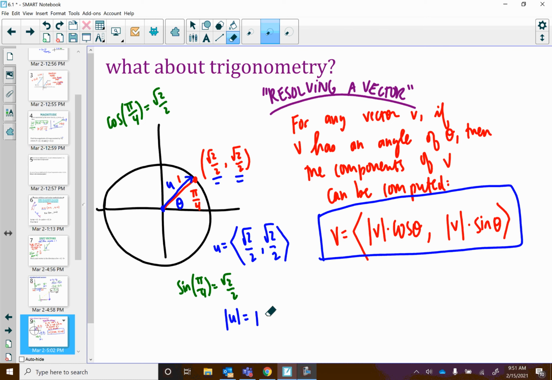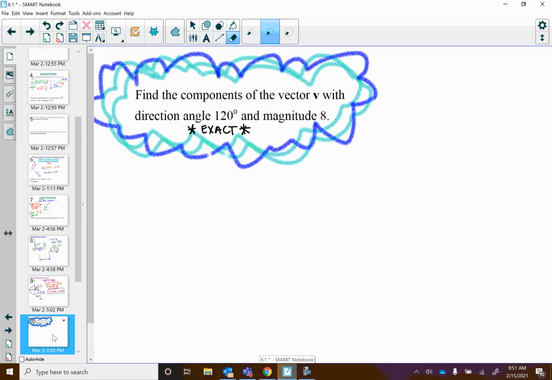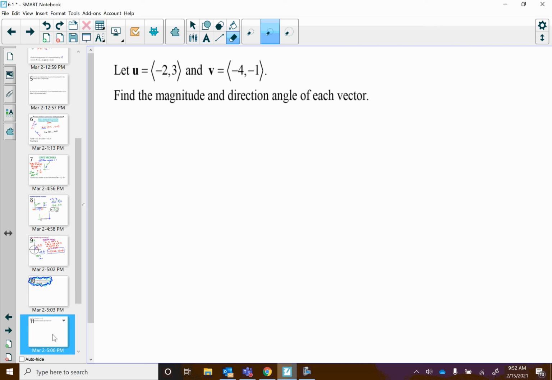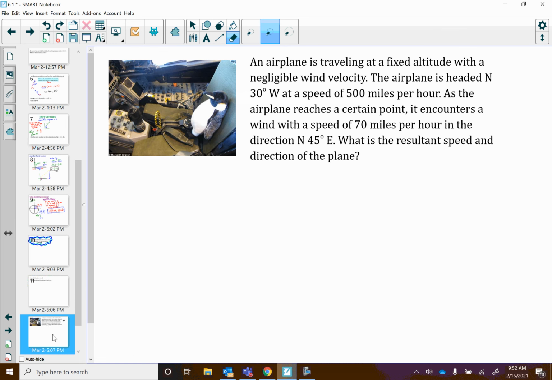That is our last piece. I'm going to flip through some examples. So if you want to pause the video and write this down: find the components of vector v with a directional angle of 120 and a magnitude of 8. Here's another one: find the magnitude and directional angle of each vector. And last but not least, this very good problem of an airplane. So if you want to pause the video and write this down, that's probably a good idea. Otherwise, have a good rest of your day.